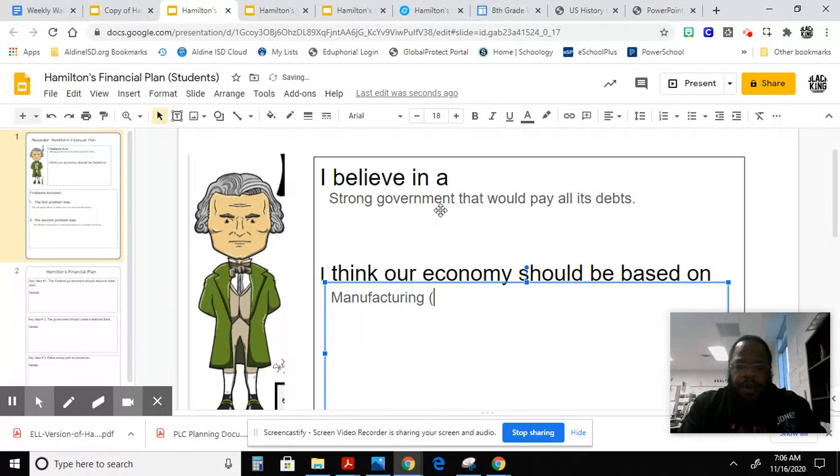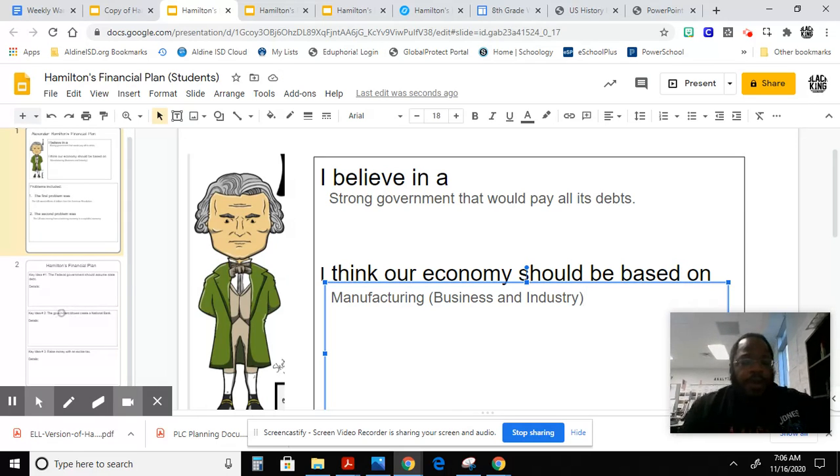In other words, he wanted it based on business and industry. So he wanted an economy based on business and industry or manufacturing.